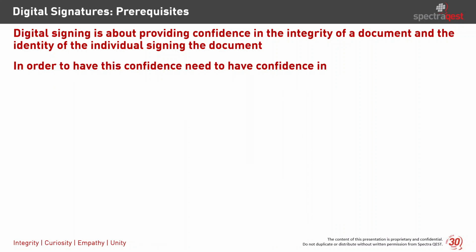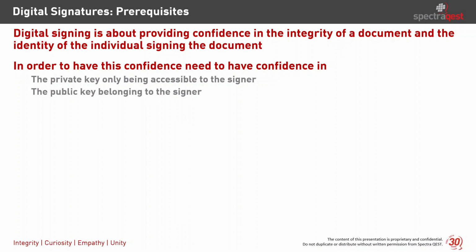But in order to have this confidence, we do need to have confidence in the process, and there are a few steps and things involved in the process. So we need to have confidence in all of those steps and things that are involved. For example, we need to be sure that the private key is private. It's secret. The signer has never let anybody else know their private key. The public key, we have to actually have confidence that it belongs to the signer.